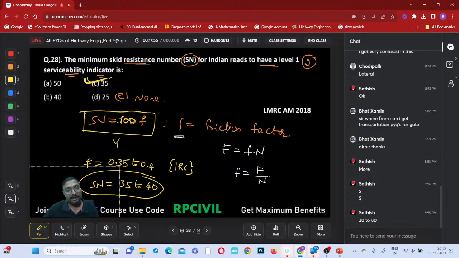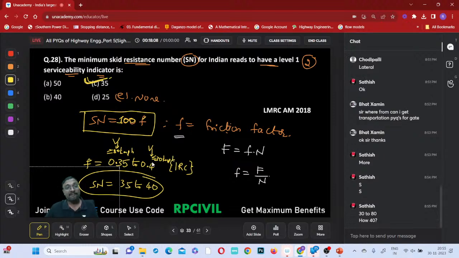This is speed. For this, the speed will be greater than or equal to 80 kmph. And for this, what is that speed? Lesser than or equal to 30 kmph, right? From this also you can say that level 1 means those having lesser speeds, lesser than or equal to 30.